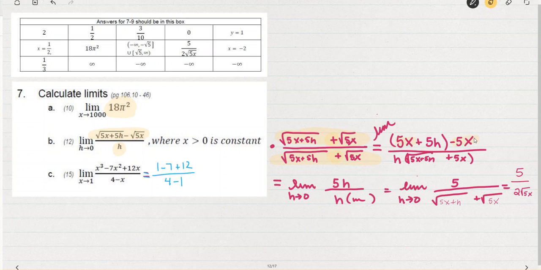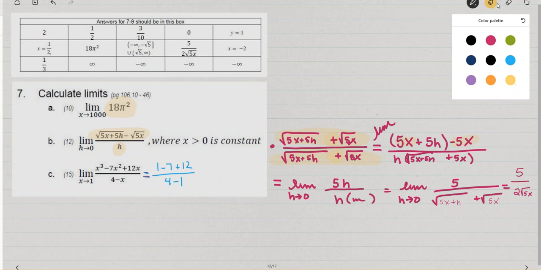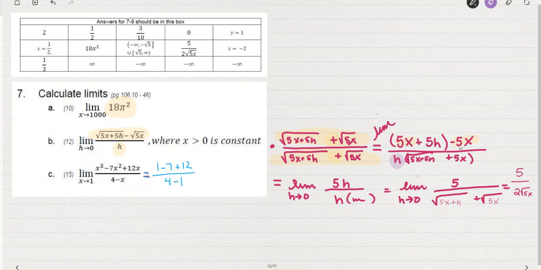5x minus 5x goes away. And then what I'll be able to do is divide this h over h, and then I could use direct substitution. For part C, remember to always start with trying direct substitution. Don't spin your wheels factoring or simplifying until you've checked, does direct substitution work? So this is an easy one because the direct substitution does work.